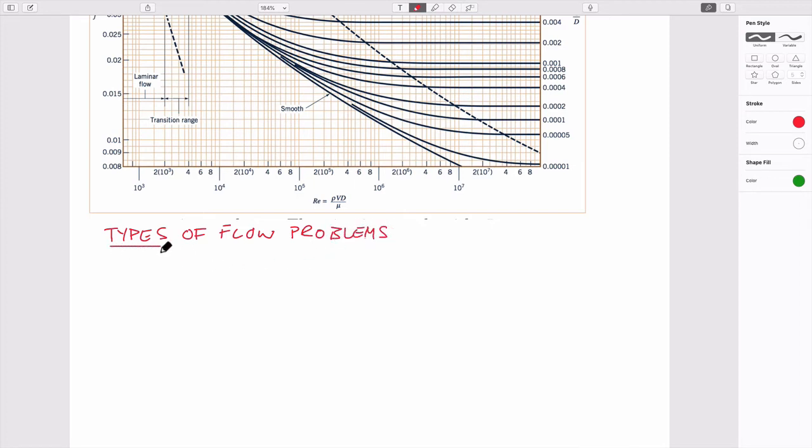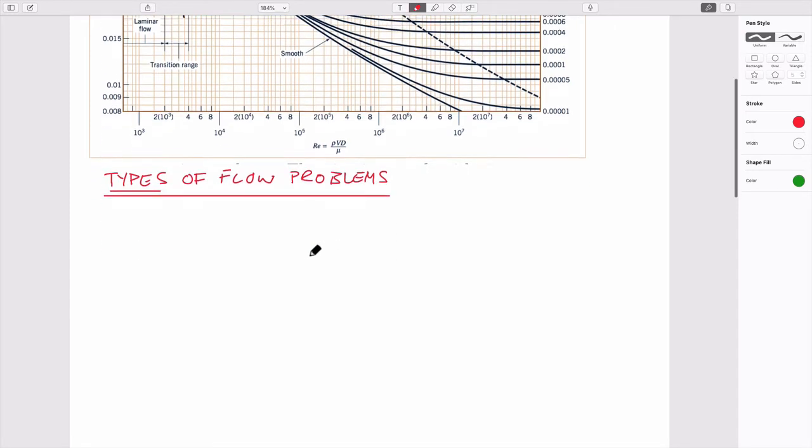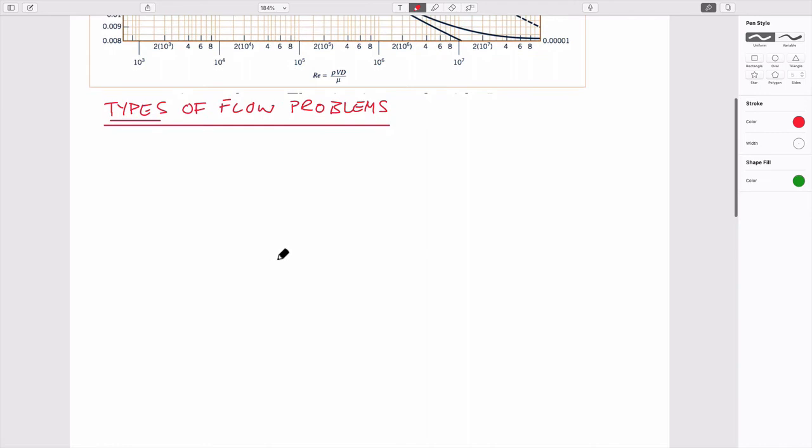And types is used very specifically here to represent a classification of different flow problems, all in pipes and fittings as individual flow systems. And I'm going to draw a chart which talks about the geometry. It has 4 columns in it: geometry, flow rate, and pressure drop.